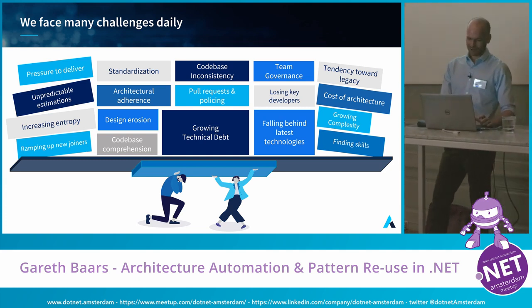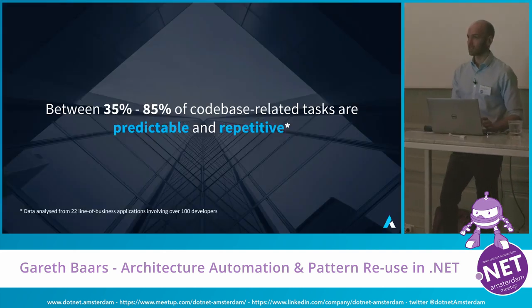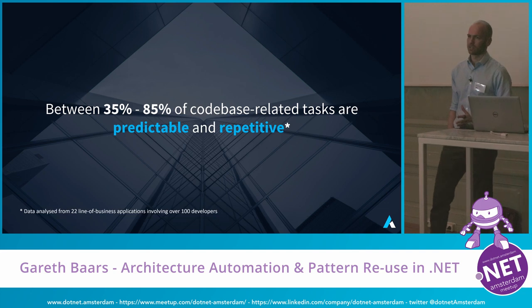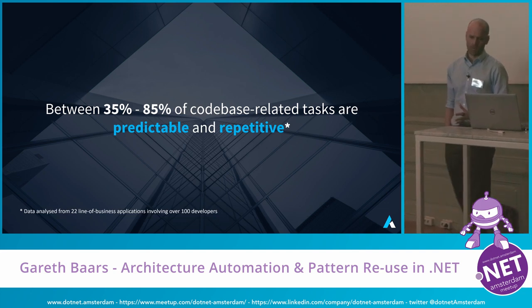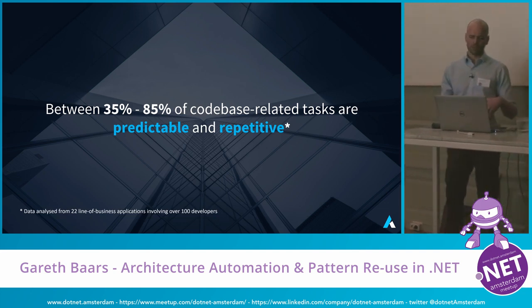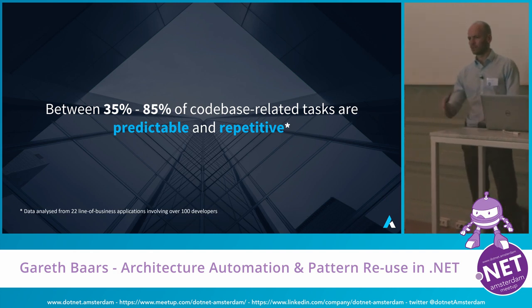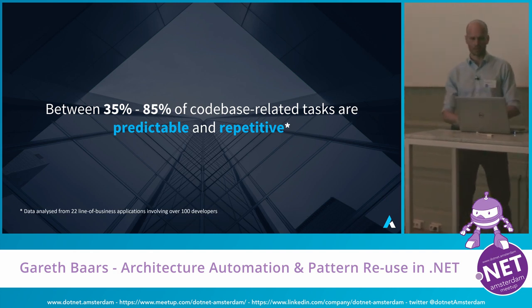All right, so the first insight that I want to share with you is this. Between 35 and 85% of code-based related tasks are predictable and repetitive, okay? They're predictable in the sense that we know there's a formula to them, and they're repetitive in the sense that we tend to be doing them over and over as we progress.